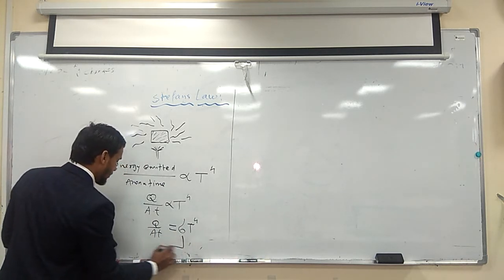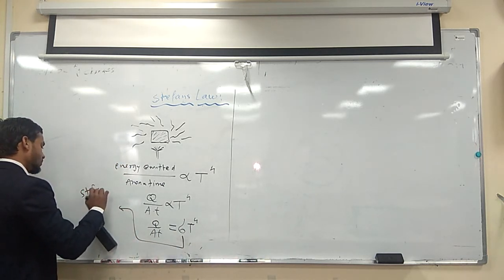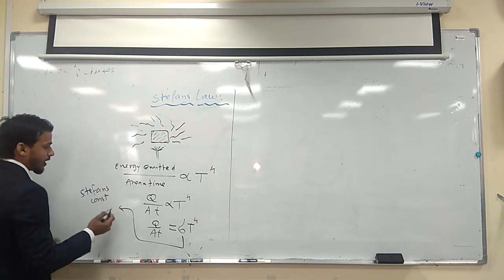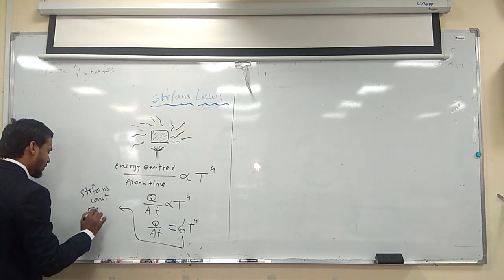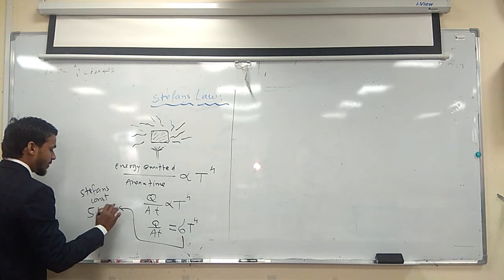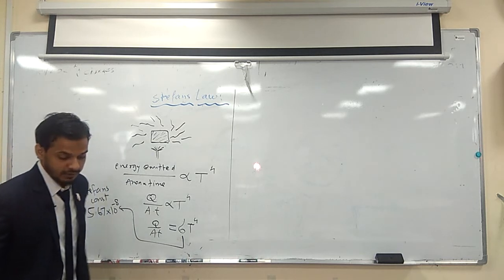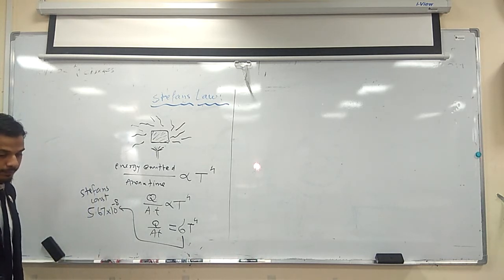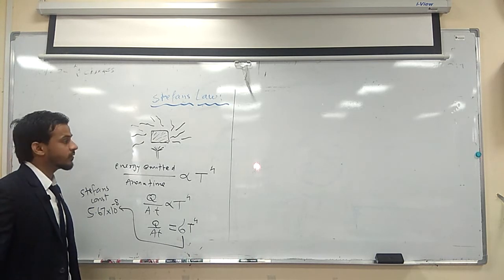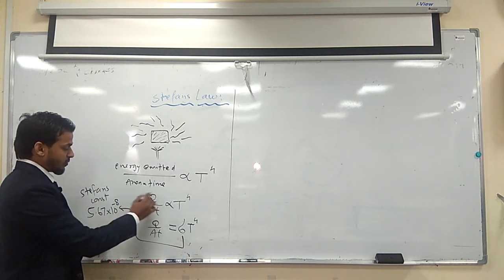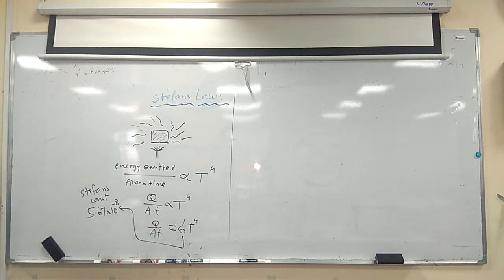I'll write here. It is Stefan's constant having value 5, 6, 7, 8. I mean it's easy. 5.67 into 10 power minus 8. You can remember it like that, 5, 6, 7, 8. So Stefan's constant is 5.67 into 10 power minus 8. That is the value. Now we move towards the derivation. What's this? I make you remember, it is the emissive power of a black body.